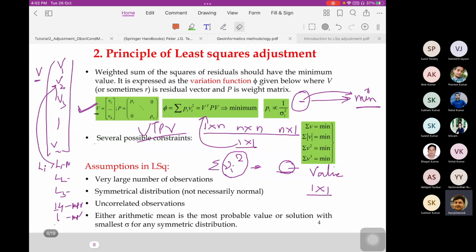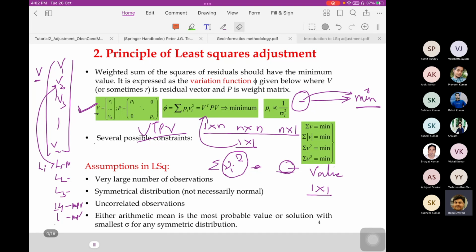The moment you have a large data set, why? Because why do we need a large number of observations? Because principally, in your first class I told you about the histogram, you have to avoid it. You have that much data that will represent a smooth bell-shaped curve. That will only happen if you have a large data set. So you do not work with a discrete kind of data set. You work with a continuous data set that has a huge population. So that is the assumption for least square solution.